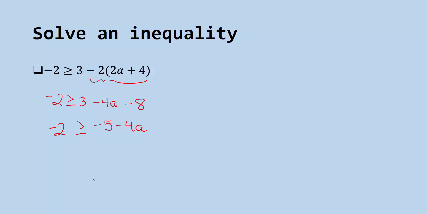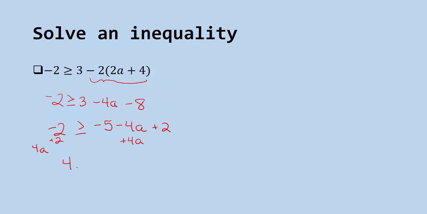Now there's two ways to go through it from this point. I'm going to start by trying to move my a to the other side, because it's easier for people to read the inequality signs if the variable's on the left side. So to do that, I'm simply going to add 4a to both sides and move my plus or my minus 2 over to the other side.